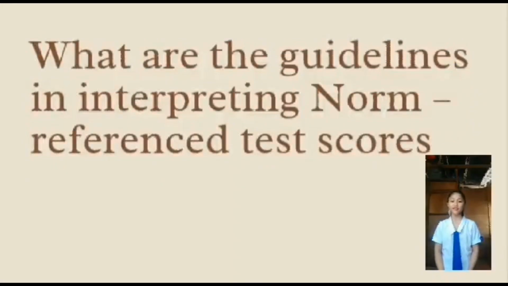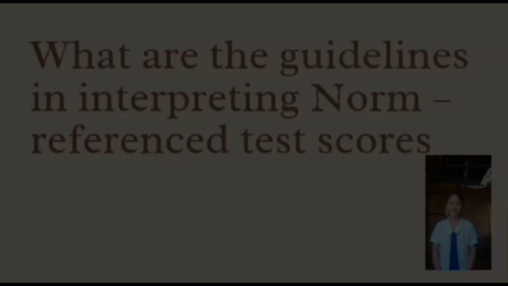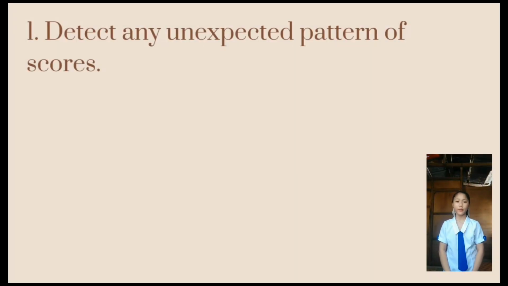What are the guidelines in interpreting the norm reference test scores? According to Nitko and Brookhart 2011, there are 5 guidelines on interpreting norm reference test scores. The first is detect any unexpected pattern of scores. As teachers, we need to look out for unusual, especially extreme scores. If the student's test scores do not confirm our observations of the particular student, then we need as teachers to reflect on our instructions.